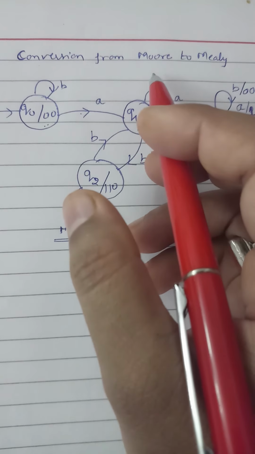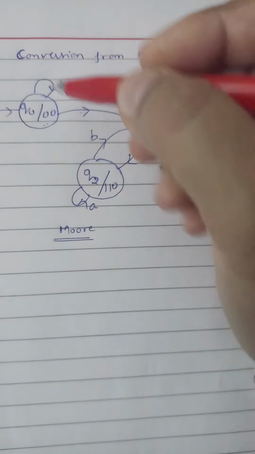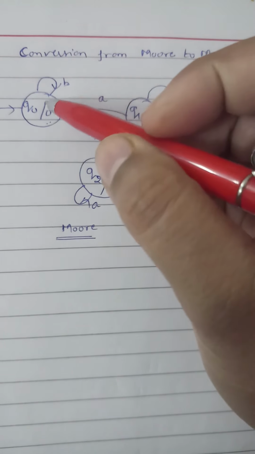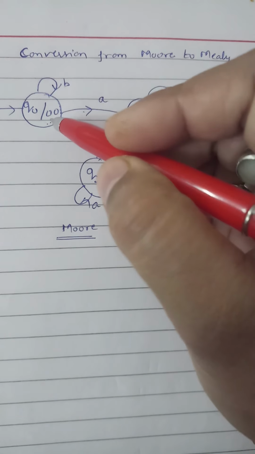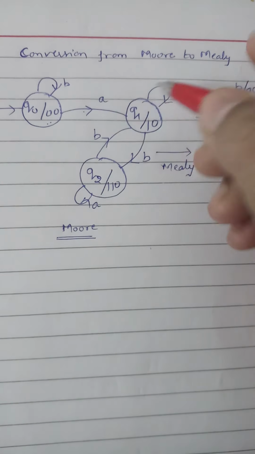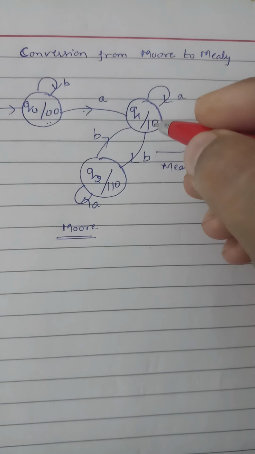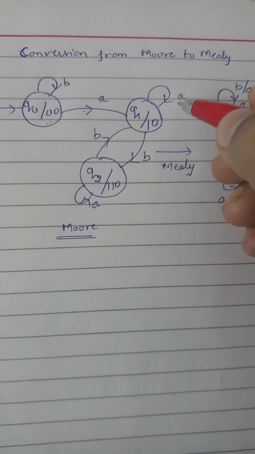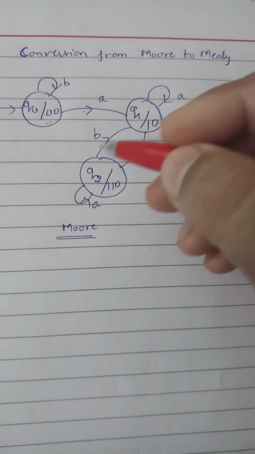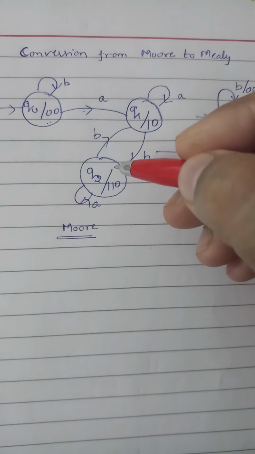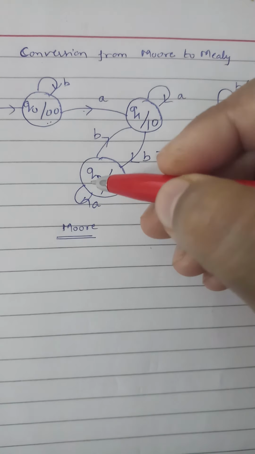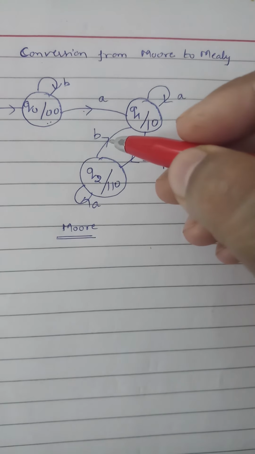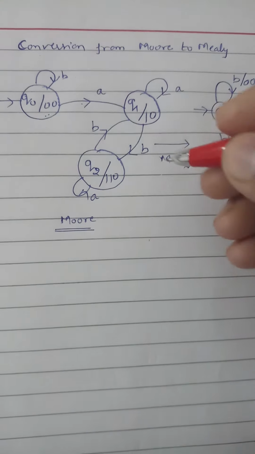Conversion from Moore to Mealy machine. Suppose we have this Moore machine: Q0 with 00 output, Q0 to Q0 on B transition, Q0 to Q1 on A transition, and Q1 with 10 output. On Q1 there is a transition of A, and Q1 to Q2 there is a transition for B. Q2 has 110 output, Q2 to Q2 transition of A, and Q2 to Q1 transition of B. Suppose we have this Moore machine, so we need to convert this into a Mealy machine.